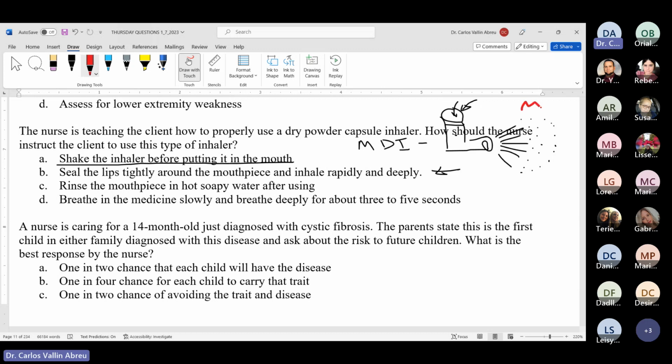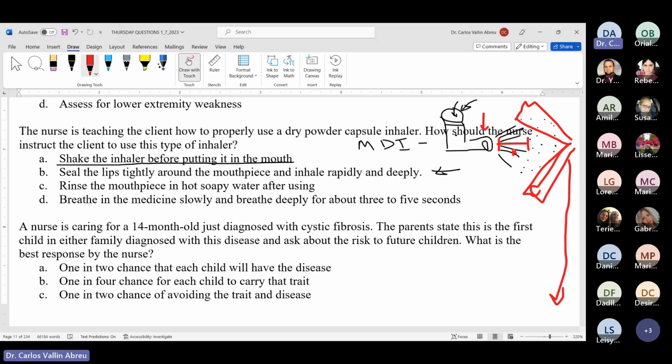The mouth needs to be open. It doesn't need to be closed. The mouthpiece of the canister is placed about 1 inch away from the mouth, and then simultaneously you push and you have the first puff, then you inhale, but with an open mouth.